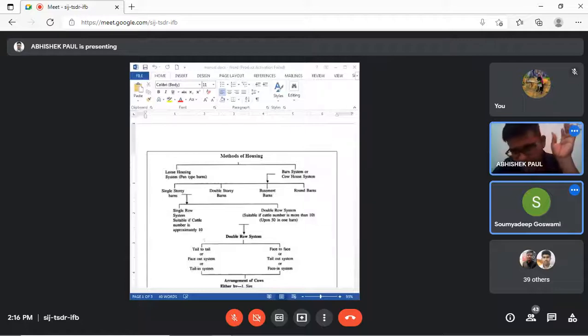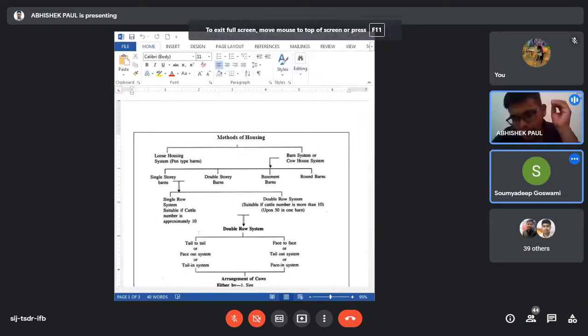Fixed means one-time investment. Okay, one-time investment means throughout the 5 years it will remain constant. Okay, that's why it is called fixed cost.